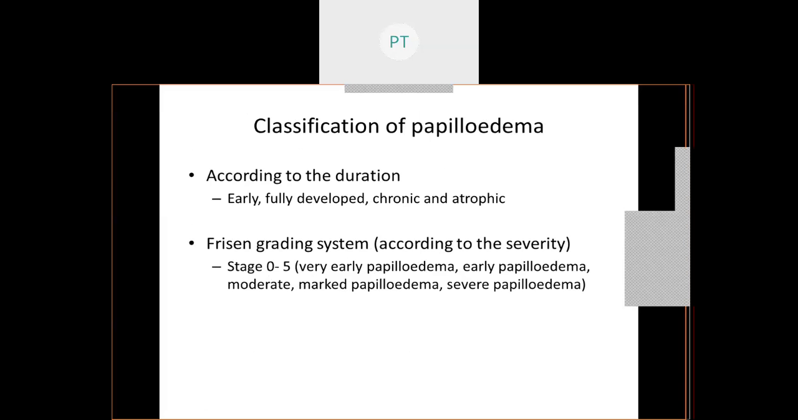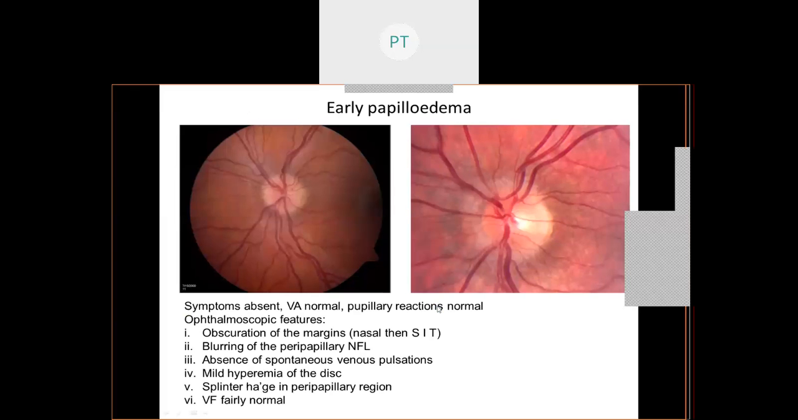So how will you classify papilloedema? According to duration, it can be classified as early, fully developed or established, chronic, and atrophic. There's the Frisén grading system according to severity, which grades it from 0 to 5. You can have very early papilloedema, then moderate, marked, and severe papilloedema. So let's go according to the duration. As we know, papilledema is nearly always bilateral, but it may be asymmetrical.